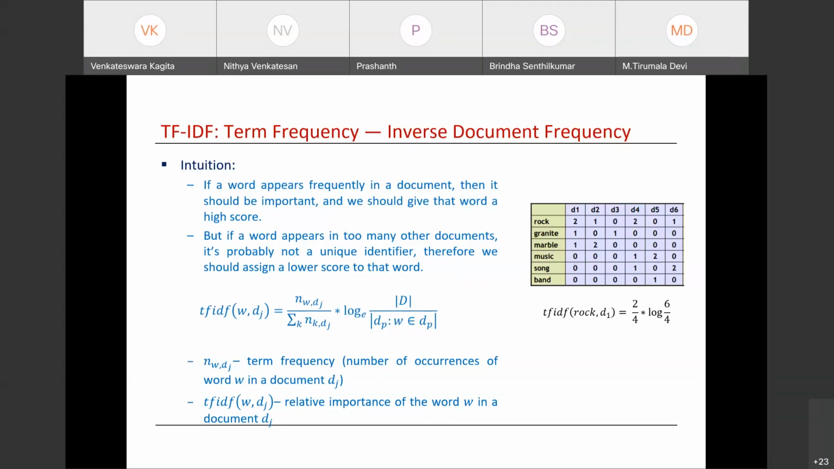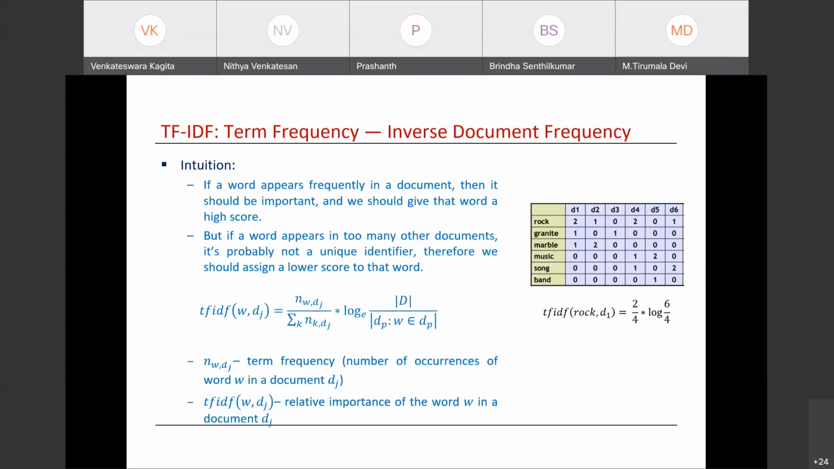That is term frequency and inverse document frequency. You might have already heard this, right? The intuition is that if a word is frequently appearing in the document, then that word must be an important word, so we should give that word a high score. On the other hand, if a word is appearing in too many documents, like stop words, which we usually remove, but I'm just giving you an example, there may be a word which is appearing in all the documents, then probably that may not be a unique identifier. Therefore, we should assign a low score to that word.